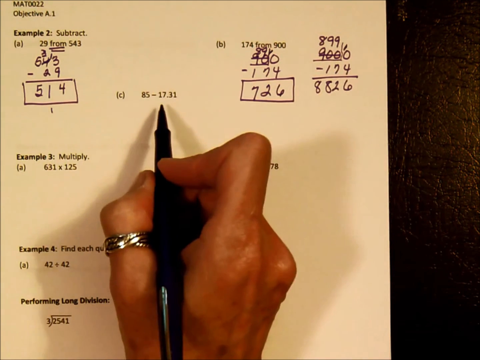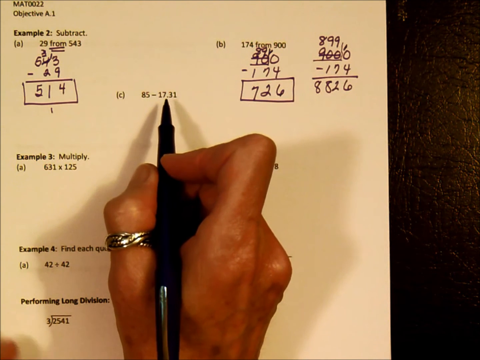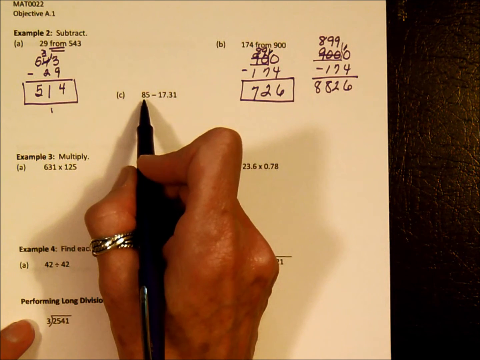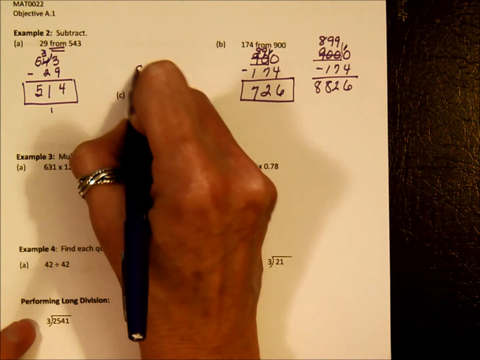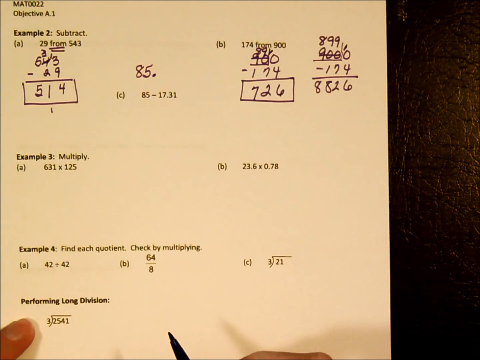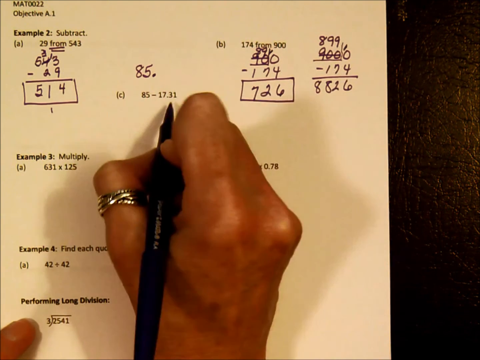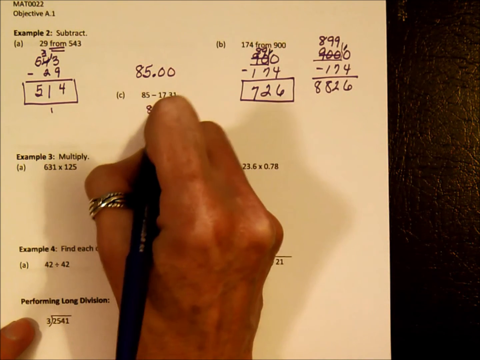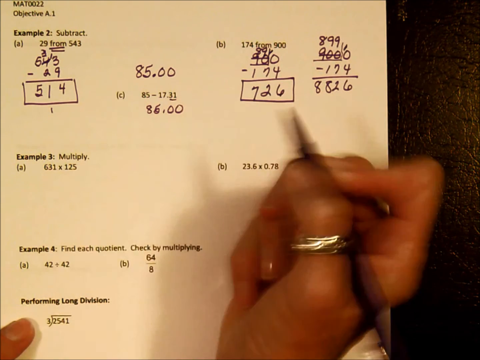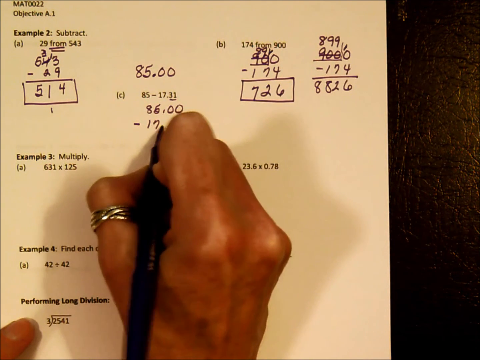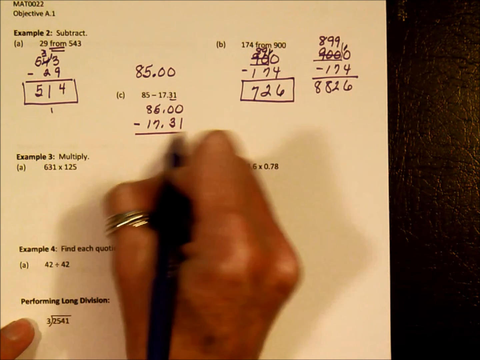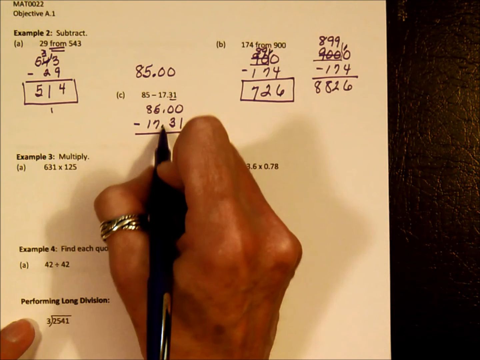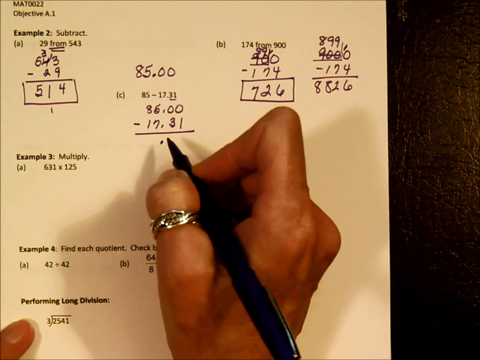Here we are subtracting decimals. So again, we do not line up the digits. You line up the decimal points. 85 doesn't have a decimal, so we're going to write 85 and then put that decimal in. How many zeros do I add? You add 2 because that number has 2. So it's going to be 85.00. Take away 17.31. Now when you subtract, just like you did when you add, you just bring the decimal point down and then you subtract as usual.